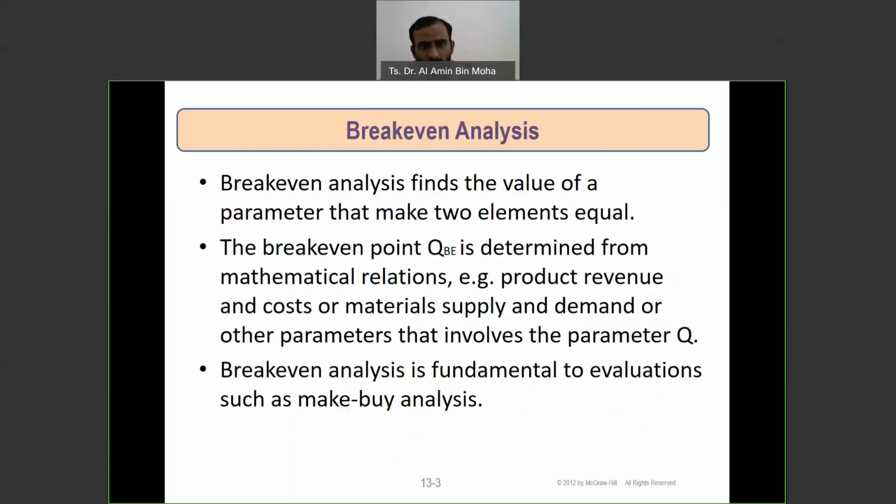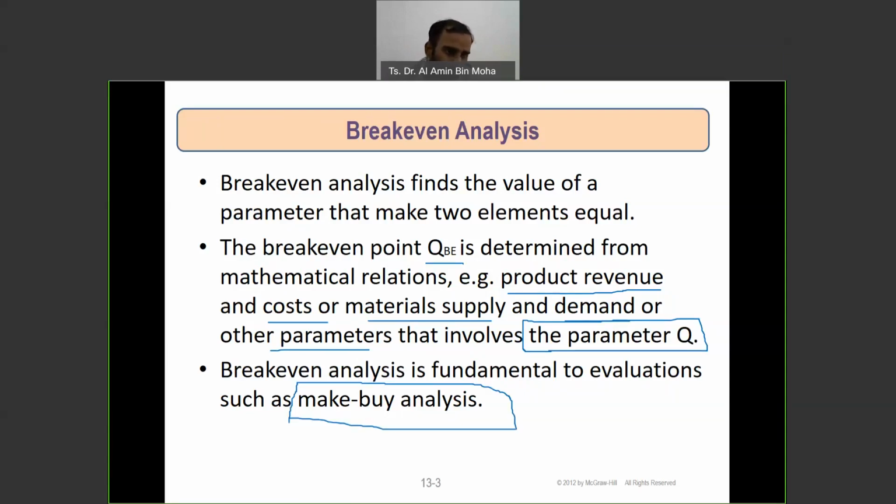Break-even analysis finds the value of a parameter that makes two elements equal. The break-even point, QBE, is determined from mathematical relations like product revenue, cost, or material supply and demand, or other parameters that involve the parameter Q. I mentioned the same thing in the previous slide. What's important? Break-even analysis is fundamental to evaluations such as make-buy analysis. When we want to consider whether to make a product or to buy that product, break-even analysis is the fundamental analysis for us to decide.